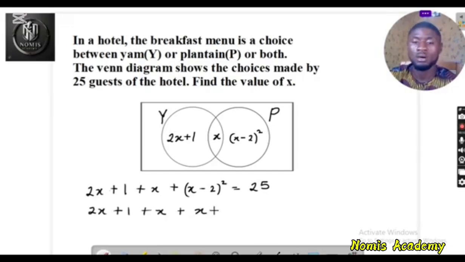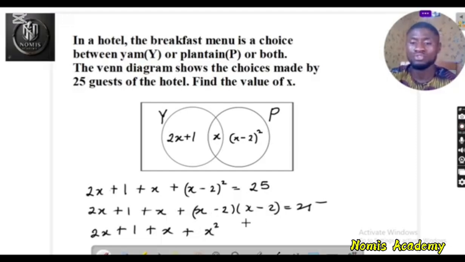This is (x minus 2) multiplied by (x minus 2), right? So this becomes 2x plus 1 plus x multiplied by x is x squared, and x multiplied by minus 2 is minus 2x, and then minus 2x, so we have minus 4x. Minus times minus is plus, 2 times 2 is 4, equal to 25.